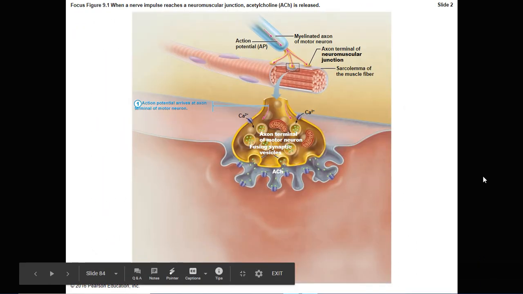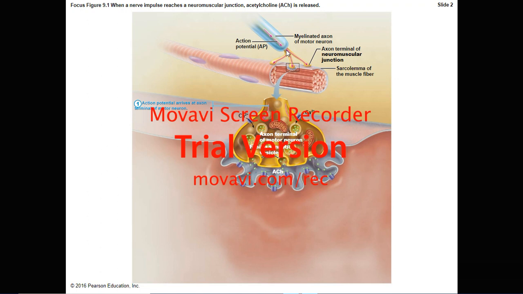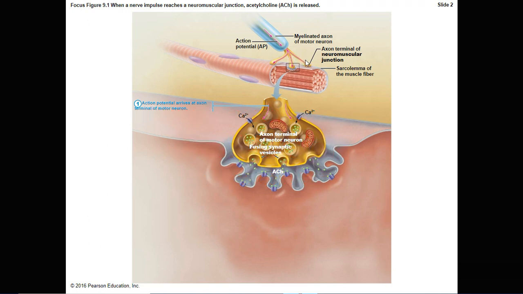This is the figure of a neuromuscular junction. You see right here, this is an axon, and you see how at the end of this axon it's branching off, okay? So the axon terminal is branching off at the end, and each of these axon terminals is going to make a neuromuscular junction with a muscle fiber, okay?